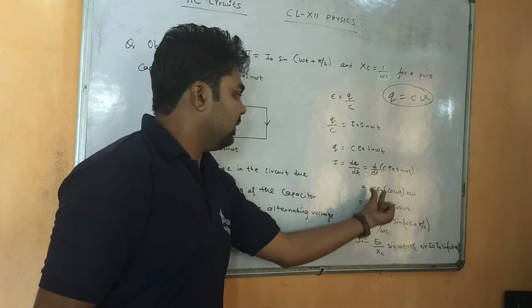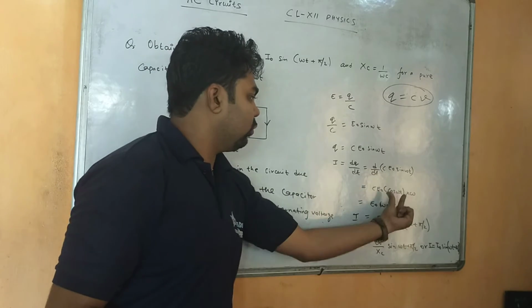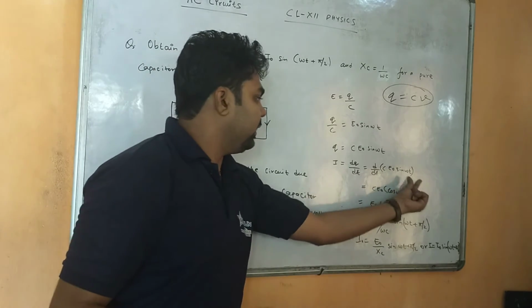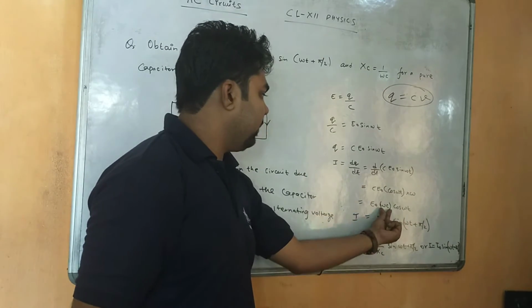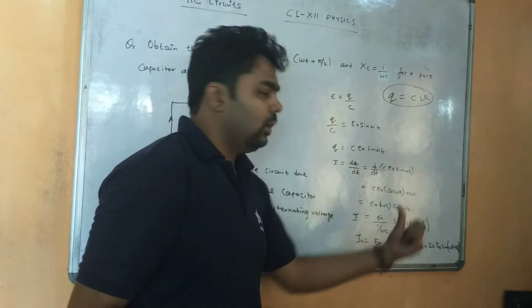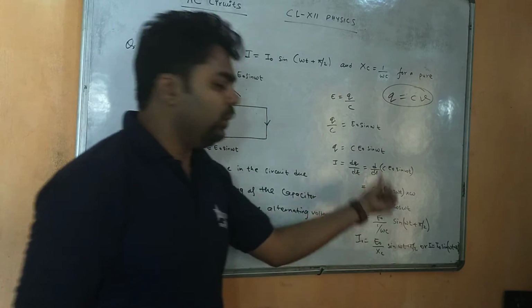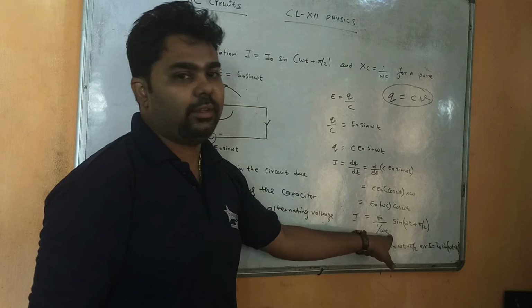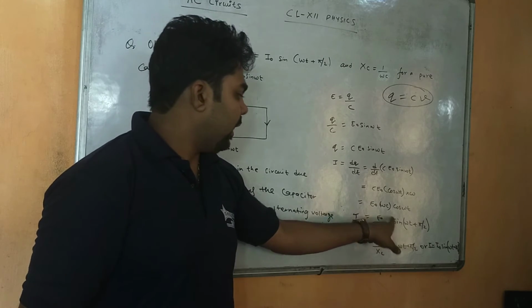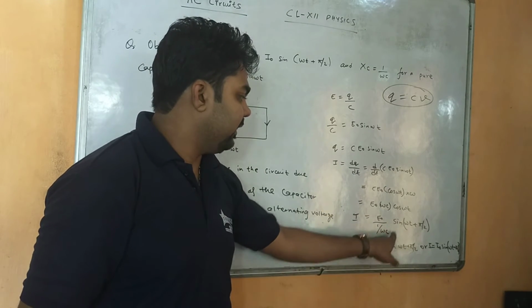C E naught is a constant term, d by dt of sin omega t is cos omega t, again d by dt of omega t is omega. So what we will get here? E naught omega into C, that is omega C cos omega t. So omega C, if you need to write in the denominator, will come here as E naught by 1 by omega C. Okay, so actually this is the reactance, right?